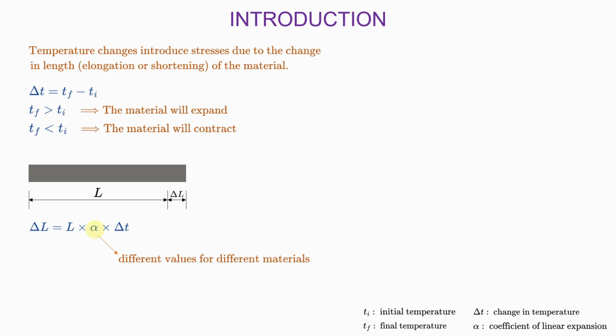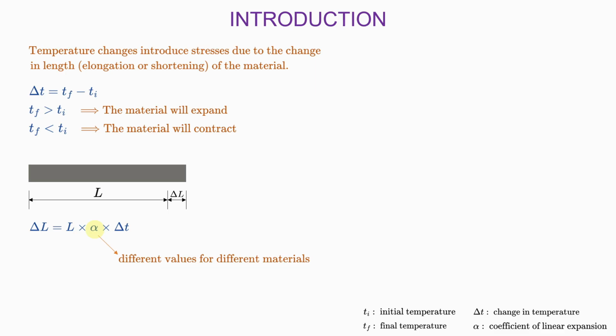So if you have alpha is equal to 24 times 10 to the minus 6, okay, and then another material has alpha is equal to 12 times 10 to the minus 6, and so on and so forth, then the alpha that is the largest will be the material that stretches the more for the same change in temperature.